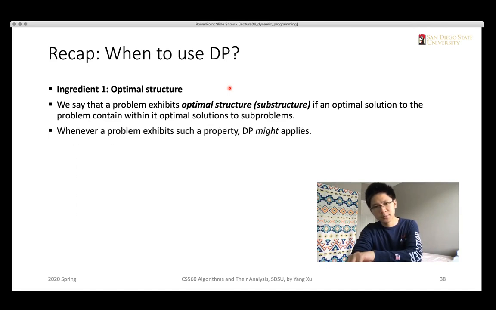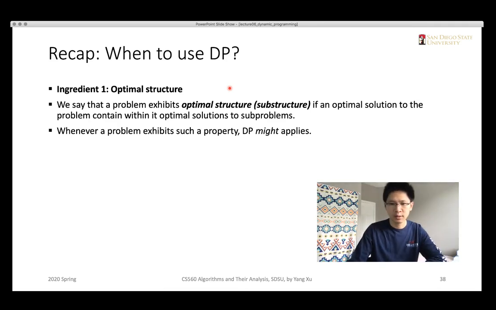But this is not a sufficient condition, because when a problem exhibits such a property, we might use dynamic programming, but it's also possible that we can use other approaches like divide and conquer, or the greedy algorithm that we're going to talk about in the coming lectures. Okay.